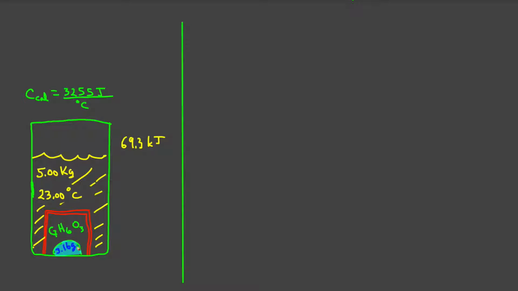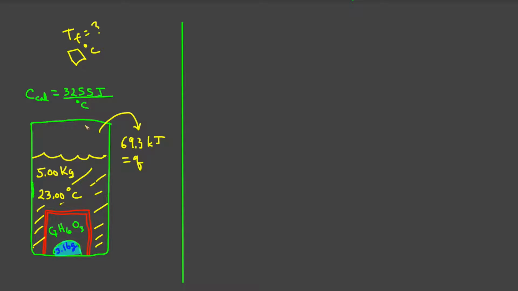In this one, 3.16 grams of salicylic acid, C7H6O3, is burned in a bomb calorimeter. That bomb calorimeter contains 5 kilograms of water at 23 degrees C. We know that after burning the salicylic acid, the amount of heat released was 69.3 kilojoules. We also know that the heat capacity of our calorimeter is 3255 joules per degree C. The question is, what is our final temperature?